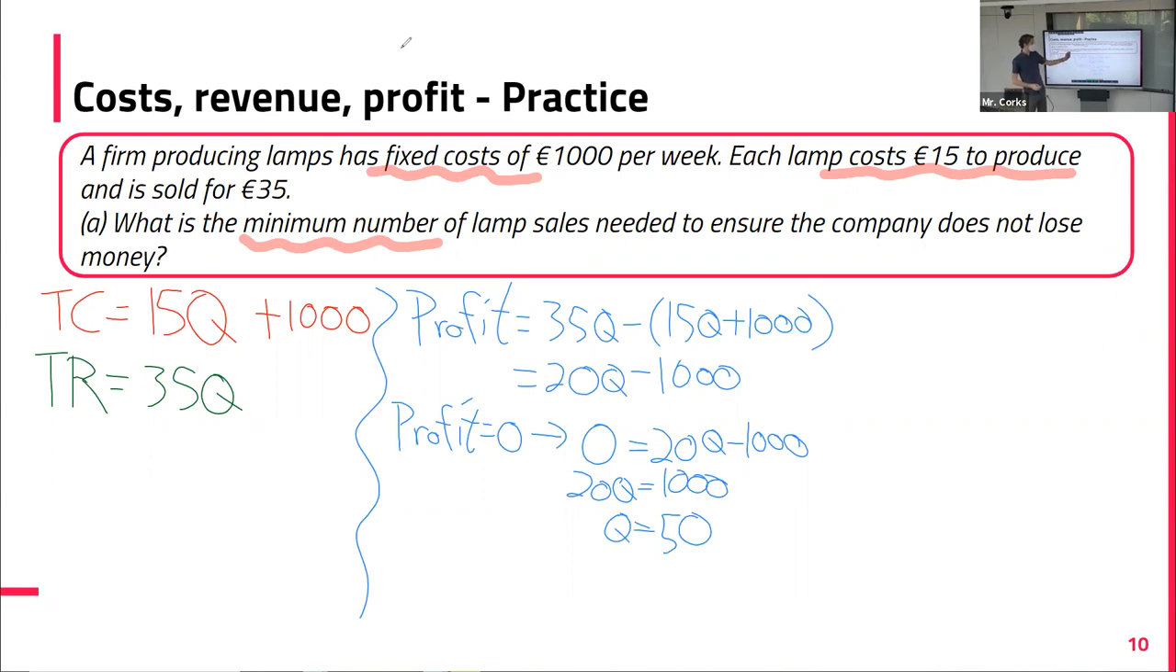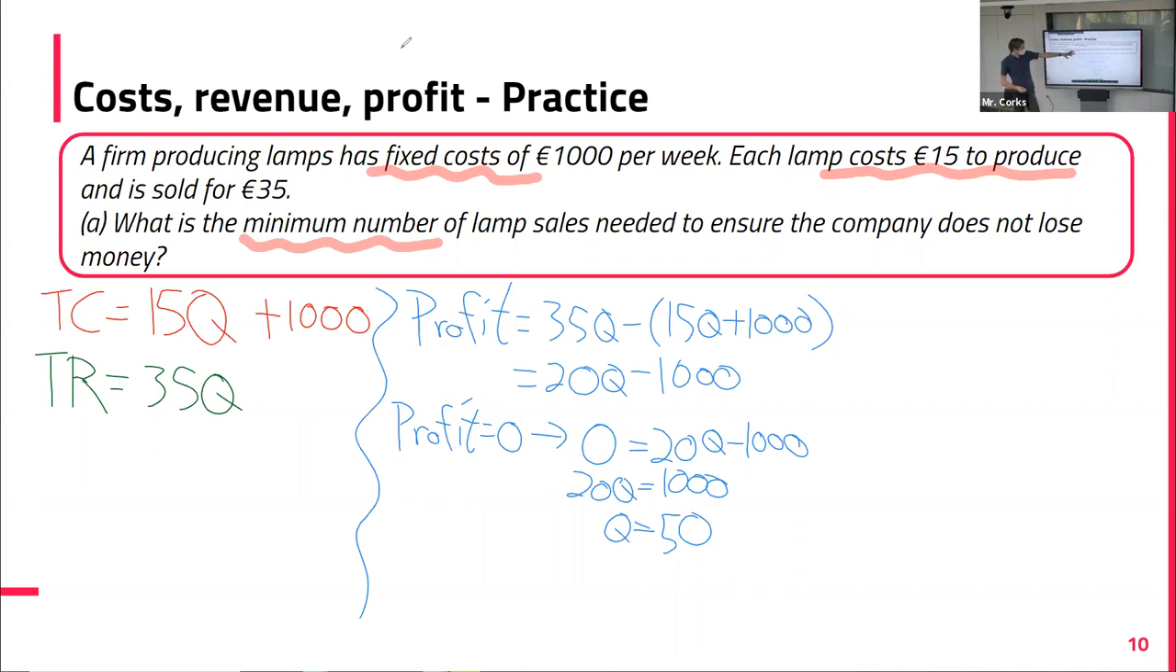So, right. So minimum number to not lose money, there was very careful wording there. So 50. I saw some people in the chat wrote 500, just make sure we get the zeros right with our division there. 1,000 divided by 20.